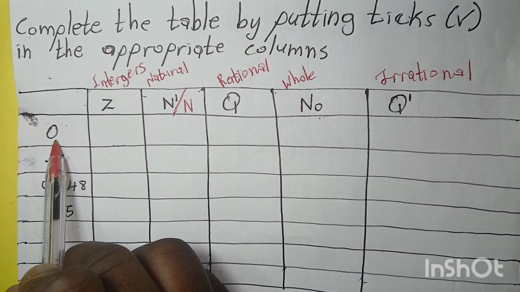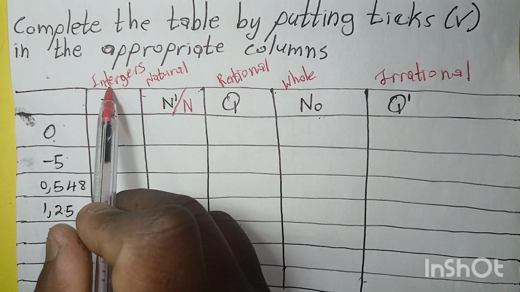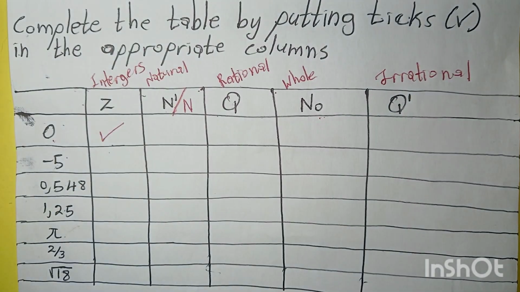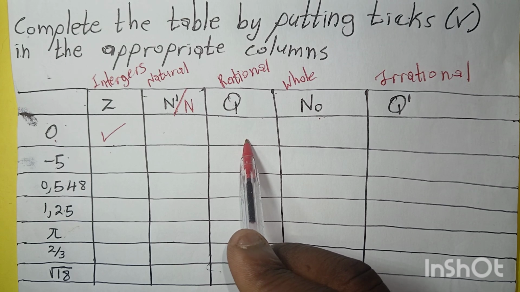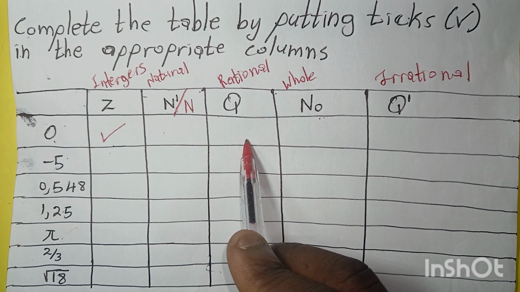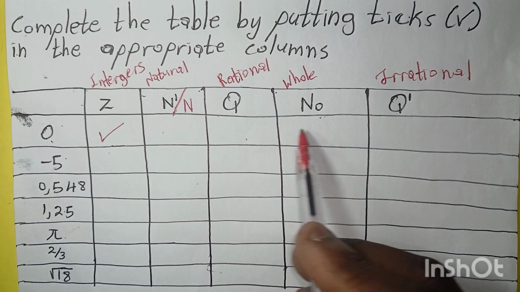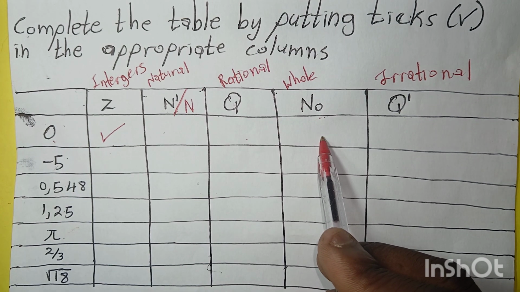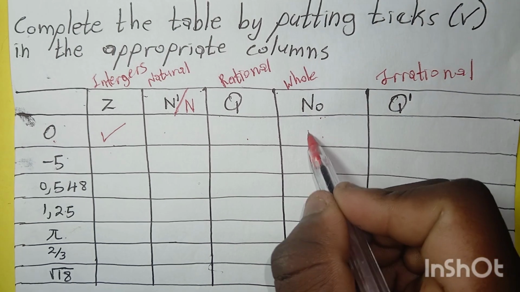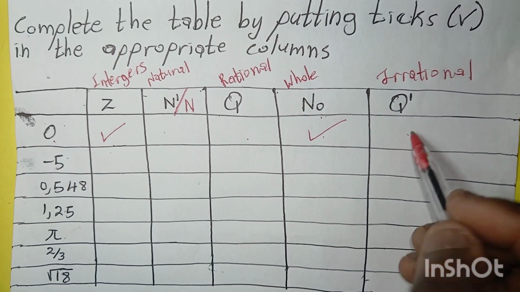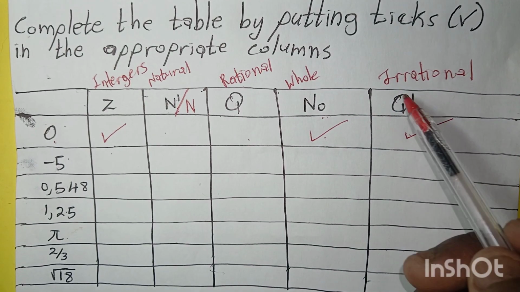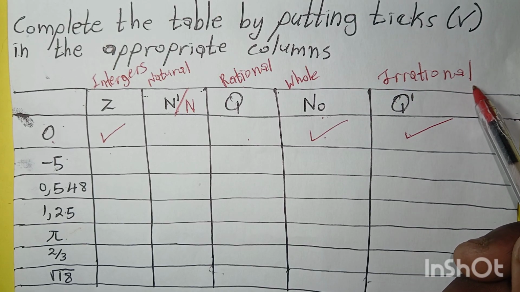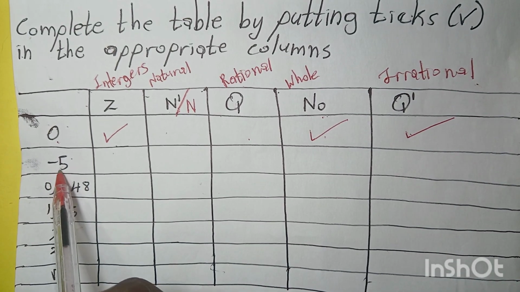So 0 is included in the integers. Do you see? And 0 is not included in the natural numbers. 0 cannot be a fraction, guys. Can you make 0 be a fraction? I don't think so. 0 is a whole number because we start from 0, 1, 2, 3, 4, 5. Since 0 cannot be a fraction, the symbol says that it is not rational. Do you see? Easy.